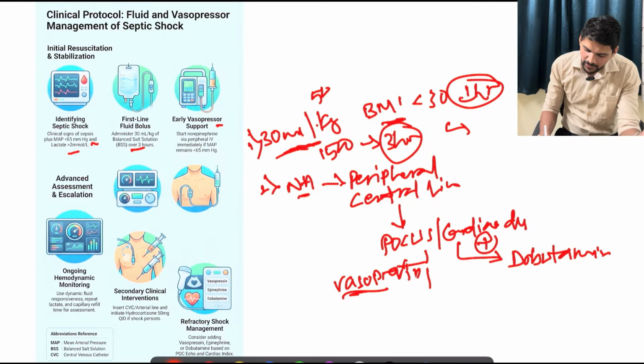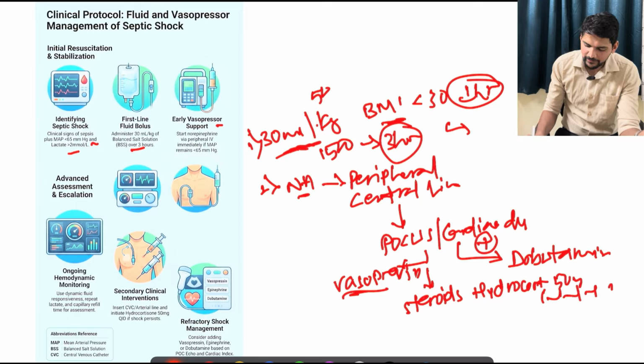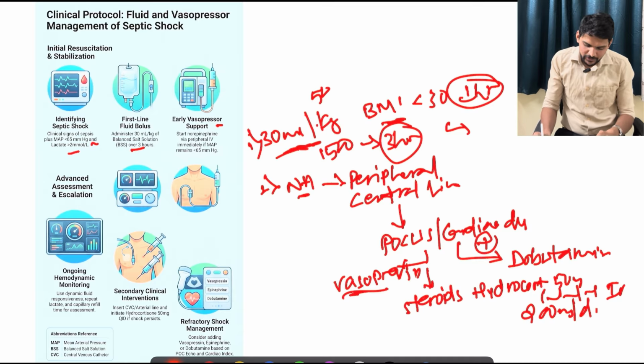Even with all these things, if the individual is not improving, we can utilize steroids, mainly hydrocortisone, 50 mg 4 times IV, overall 200 mg for 1 day. So this should be our line of approach. So every point of time we are seeing mean arterial pressure and we are targeting lactate levels of less than 2.